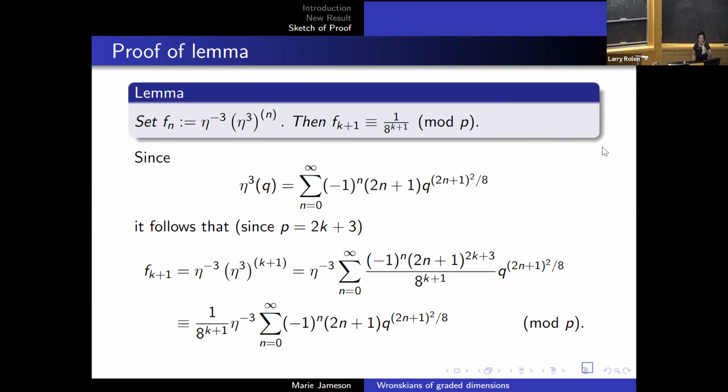Other questions for Marie? So you said earlier work of Milas with a similar congruence result. Is the proof similar to yours in that case, or is it somehow simpler?